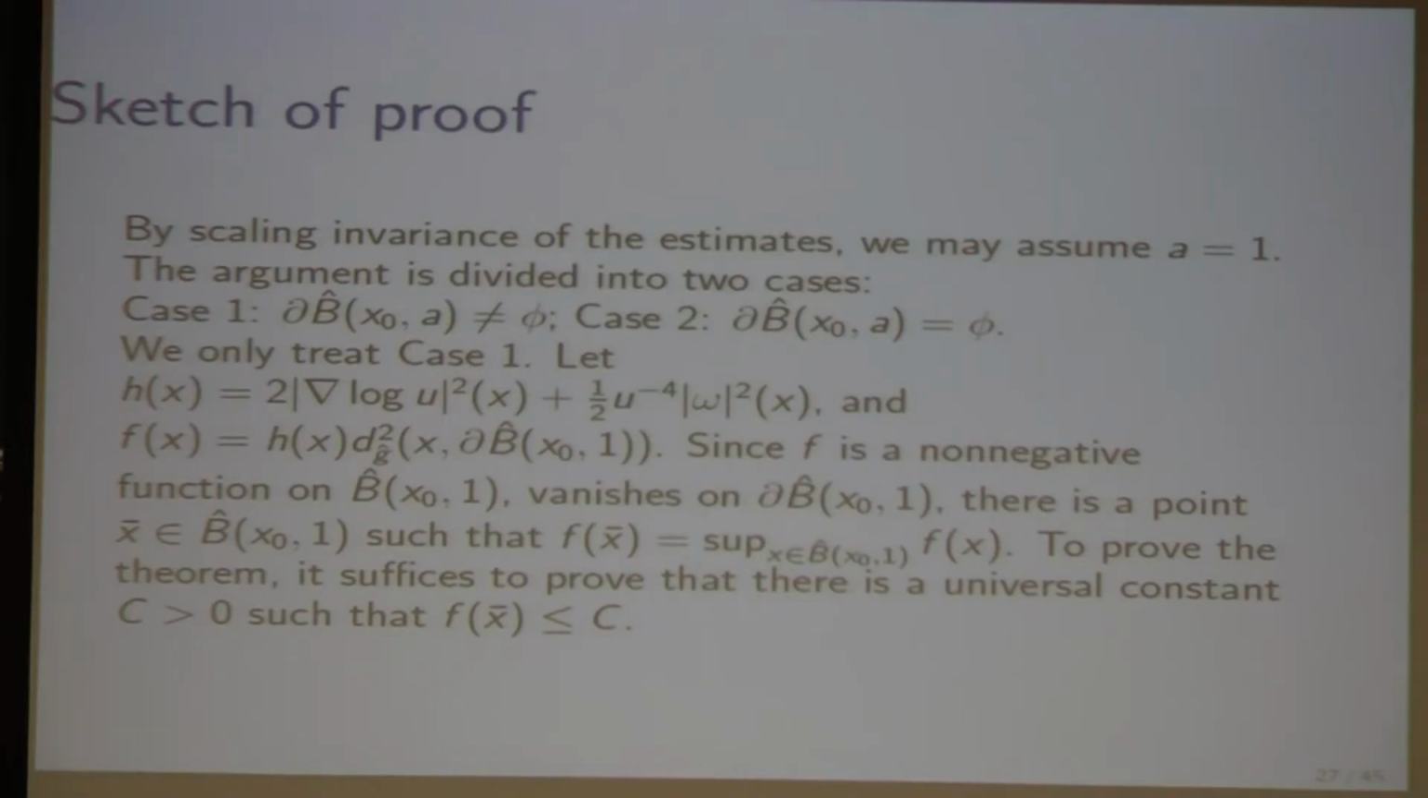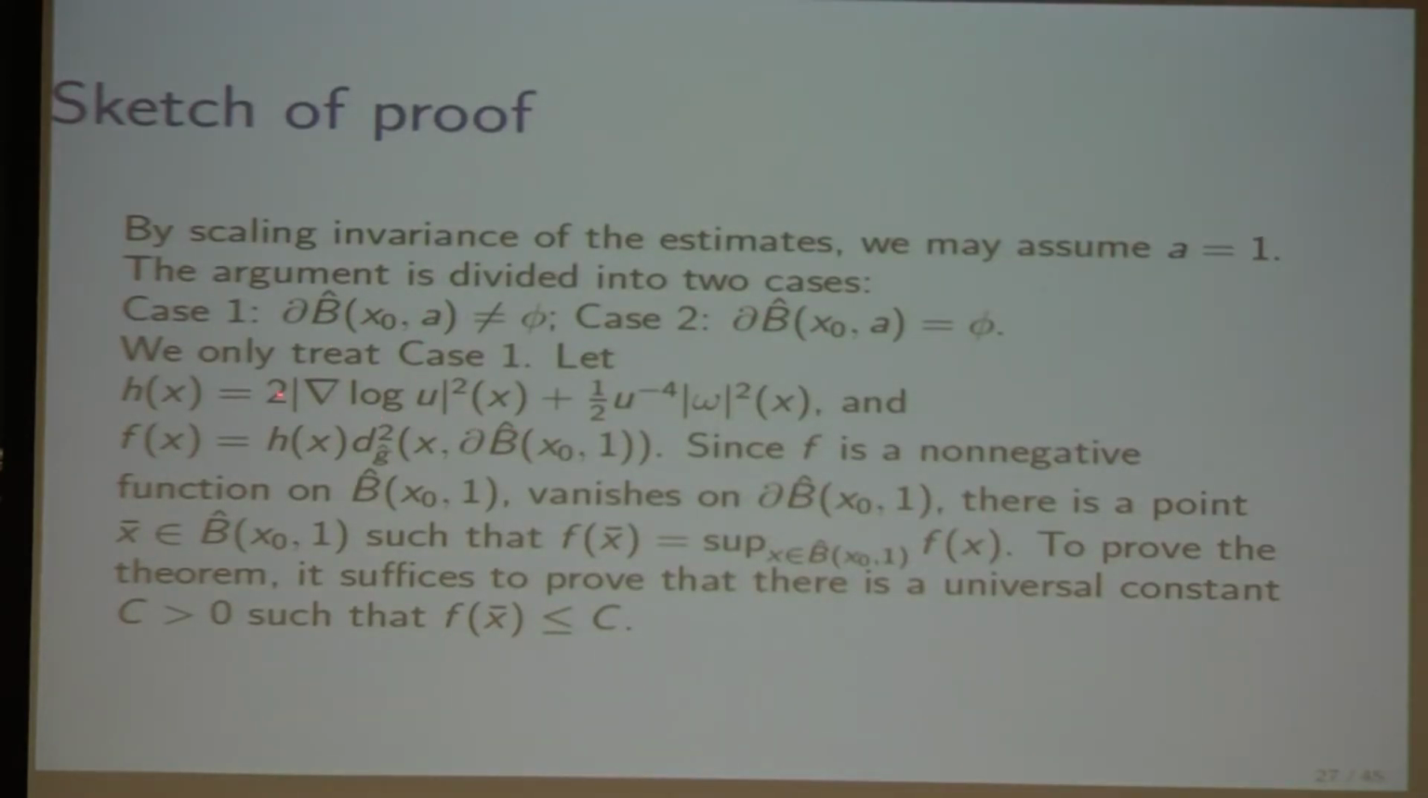So we can assume this A equals 1. So the argument actually falls into two cases. The first case is that the boundary of the ball of radius A is not empty. The second case is that it is empty. This case is easier. We do not discuss it here. So we only treat the first case.